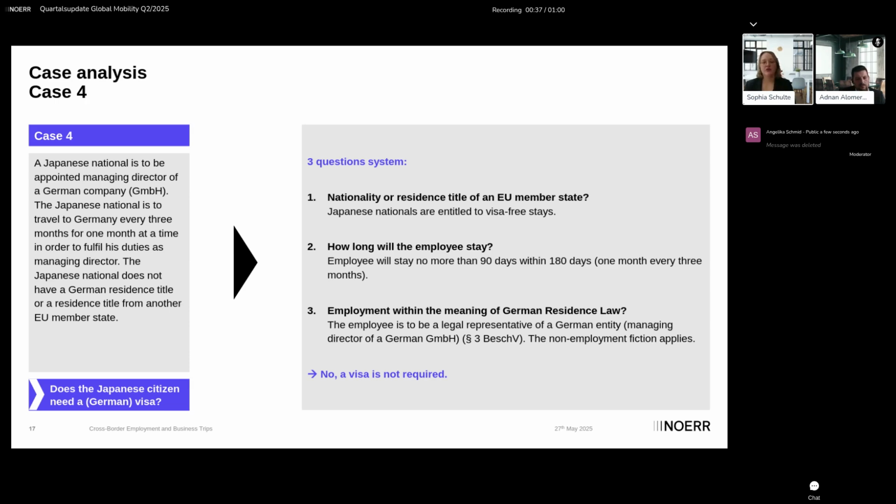So he can do every activity that is necessary in his position as managing director. But of course, also here it's important to check whether the activities in Germany are still connected with this position as managing director, or maybe if the individual has a second employment and wants to do some task for this employment in Germany, then these activities wouldn't fall under this non-employment fiction.